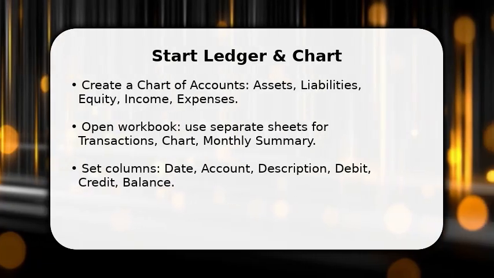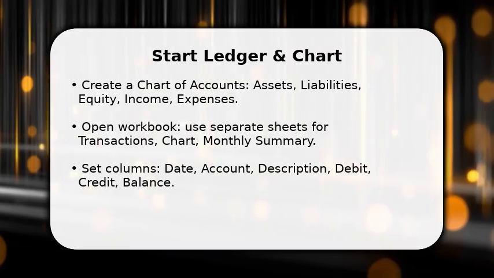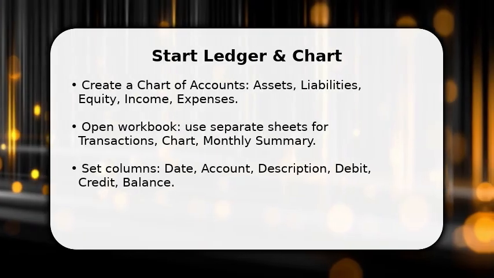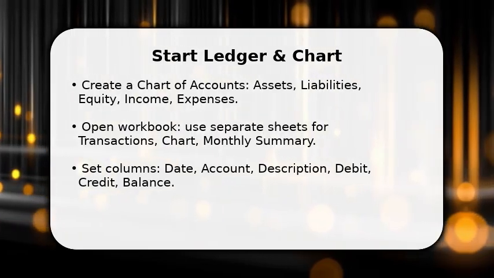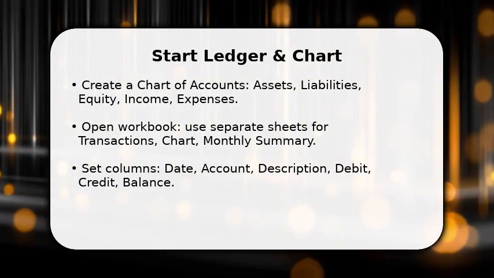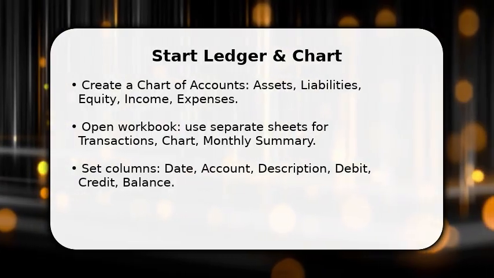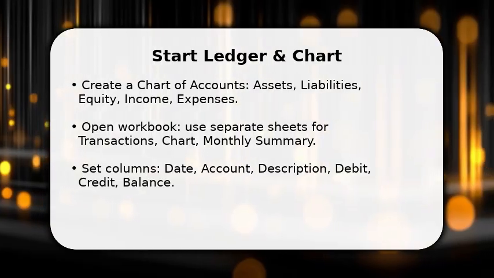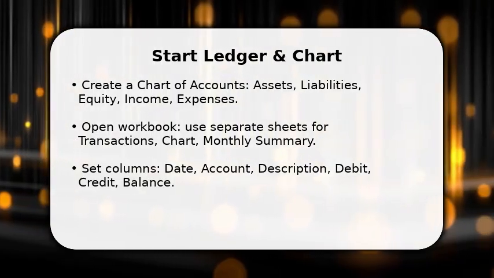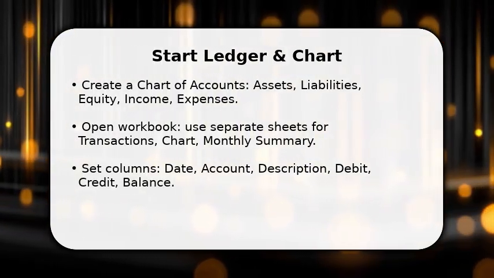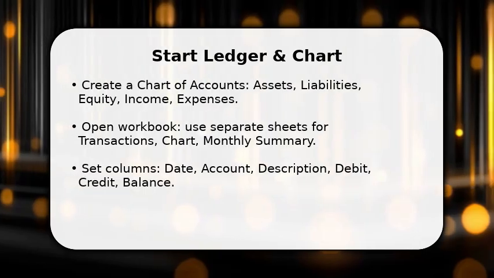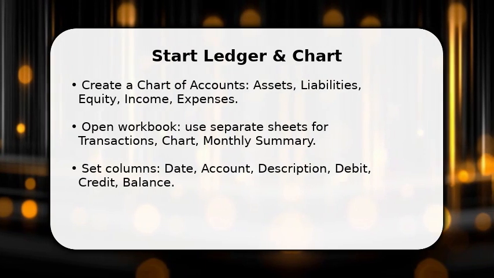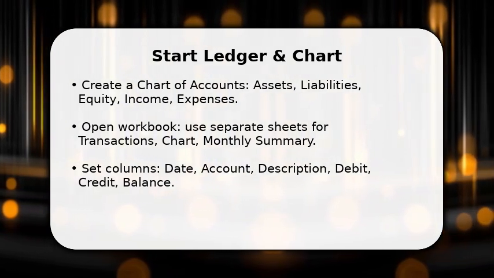You begin by building the spine of your bookkeeping. Create a chart of accounts listing assets, liabilities, equity, income, and expenses, then open a workbook and add sheets for transactions, chart, and monthly summary. Once done, set a transactions table with date, account, description, debit, credit, and balance columns. Make sure to format date and currency cells immediately so entries validate. This first step turns scattered receipts into structured data and lets formulas reference reliable ranges.